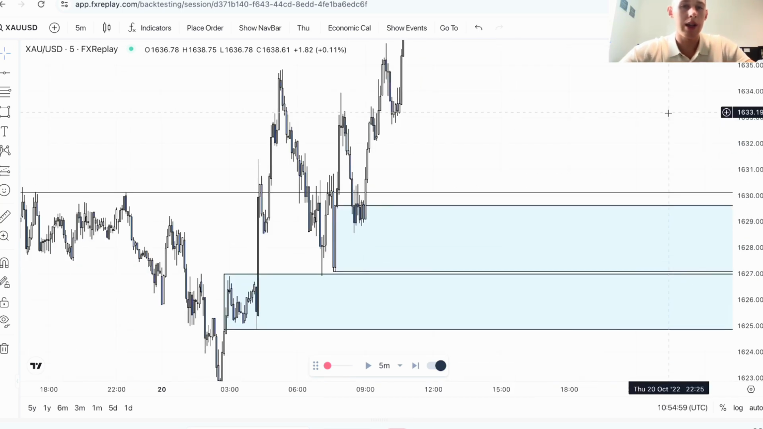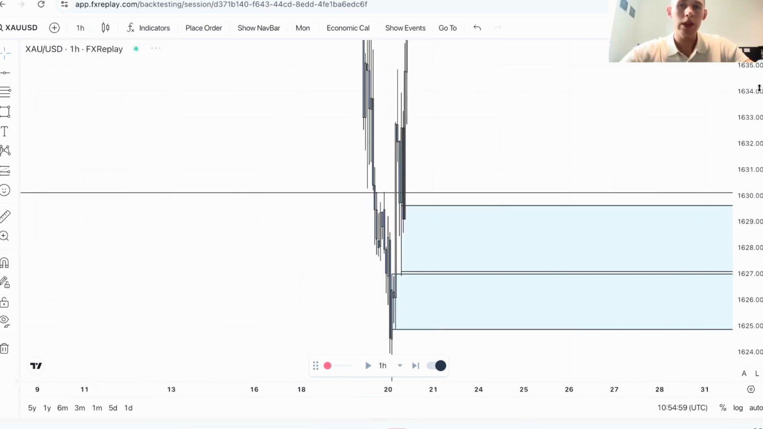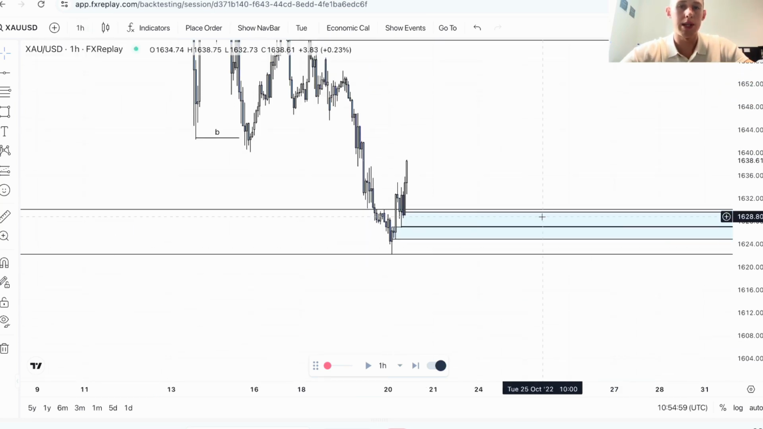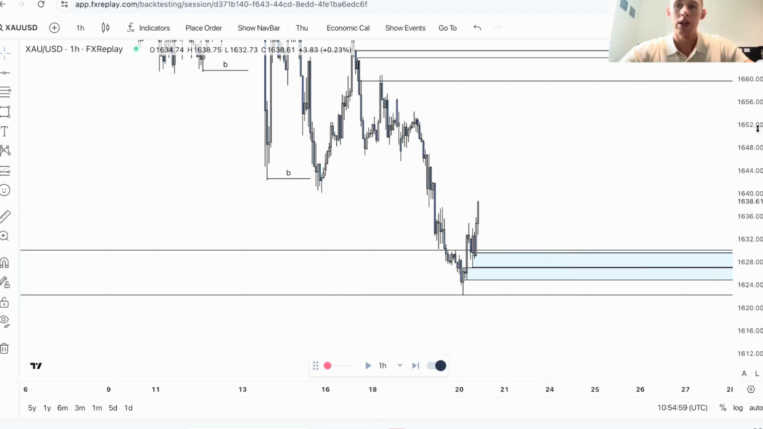So in the live market, I would have only entered this one if I missed the initial entry, rather than having this as a scale in, because I only want to be risking 1% per position.